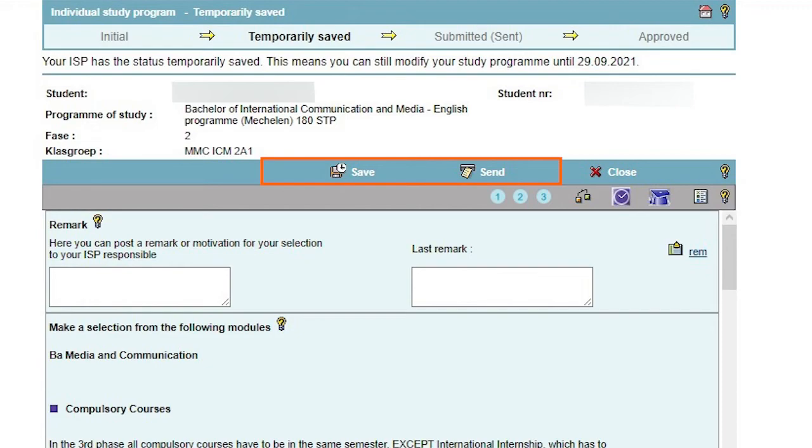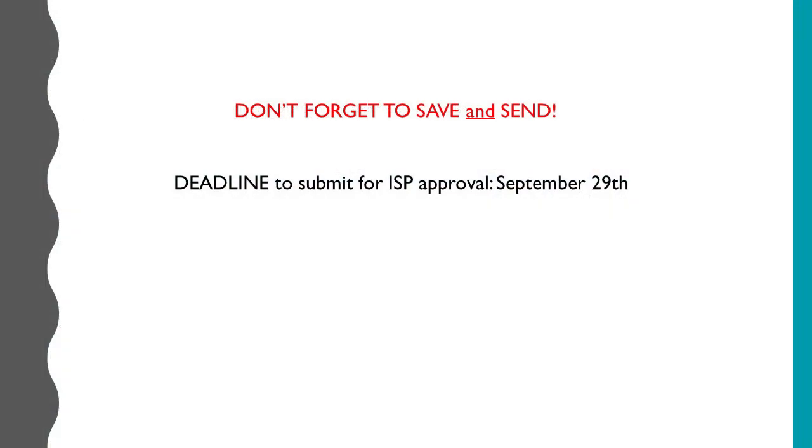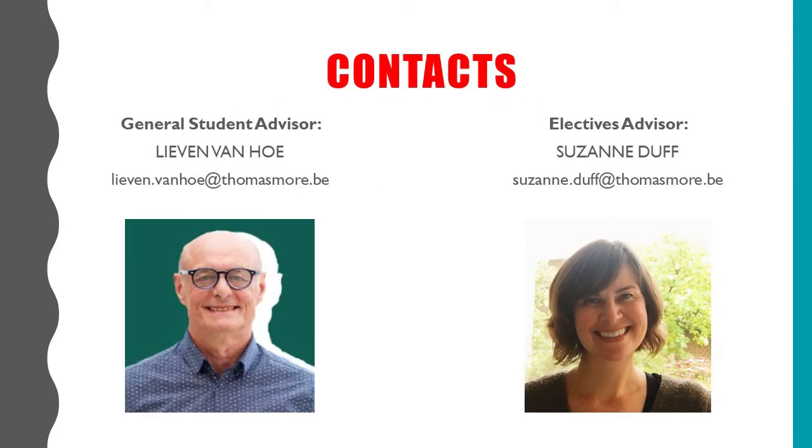If you want to tentatively save and have it show up in your agenda, you can just click Save and leave and come back. But make sure you're saving, and when you're finally ready, you want to make sure you come back and hit that submit button, because otherwise it won't go anywhere. The really, really important thing that you need to remember is that this year, the deadline to submit for ISP approval is September 29th. Okay. So that's the introduction to ISP.